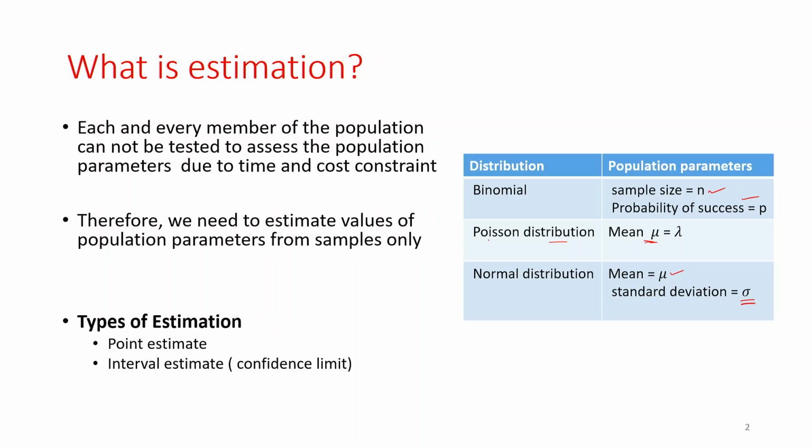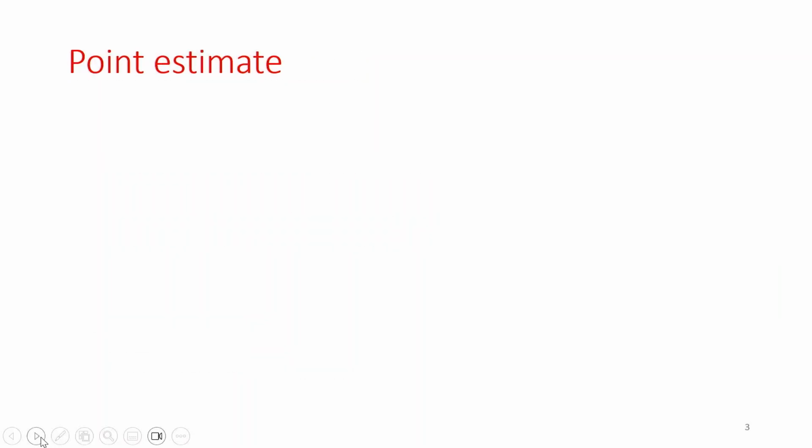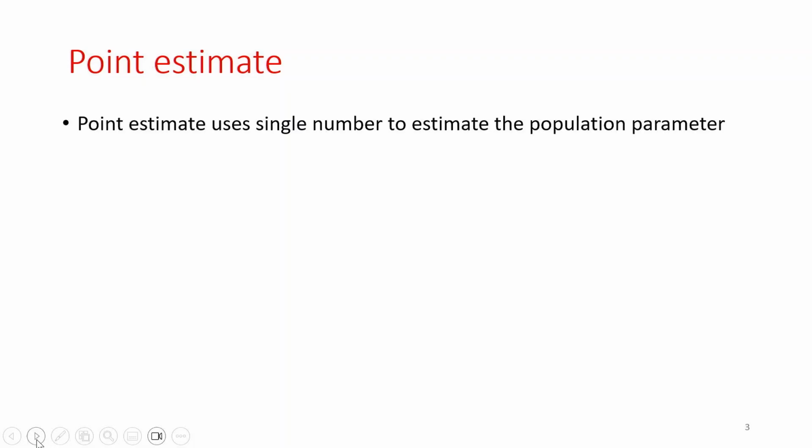And we have two types of estimations. One we call point estimate, and the other one is called interval estimate, which is basically confidence limit. So we'll learn about these two estimations. First of all, point estimate. Point estimate uses a single number to estimate the population parameter. So we'll estimate the parameter by only a single number.